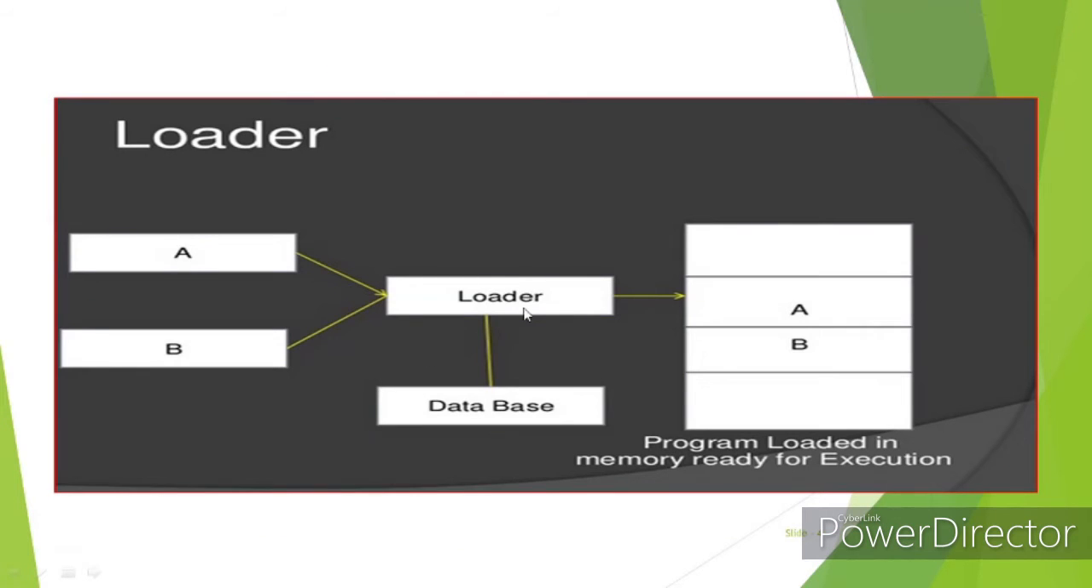As you can see, this is the diagram of a loader. Here, A and B are two files which are passed to the loader. The loader will use the database for preparing the executable file. Then the loader will load these executable files into the main memory. So the program is loaded in memory, ready for execution.